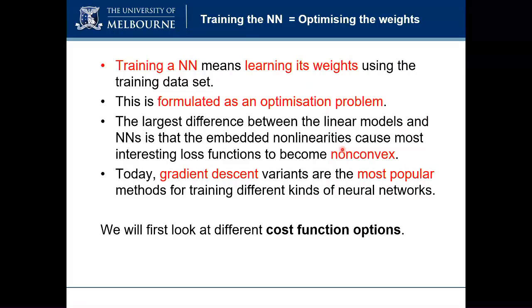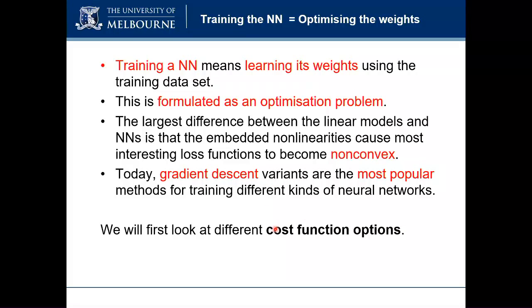Convex optimization fundamentals still apply, right? Because locally things are convex. You find the local minimum, then you jump and find the local minimum, and so on. So you still do gradient descent. You start somewhere, do a gradient descent, find the local minimum, maybe you jump, you do it again, and so on. Gradient descent variants are still the most popular methods for training different kinds of neural networks in deep learning as well.